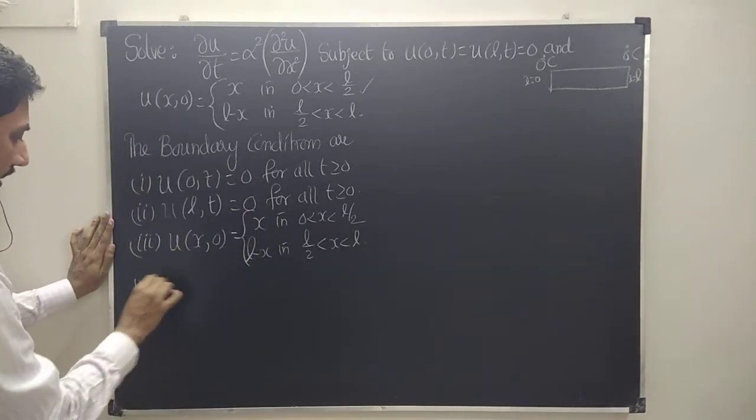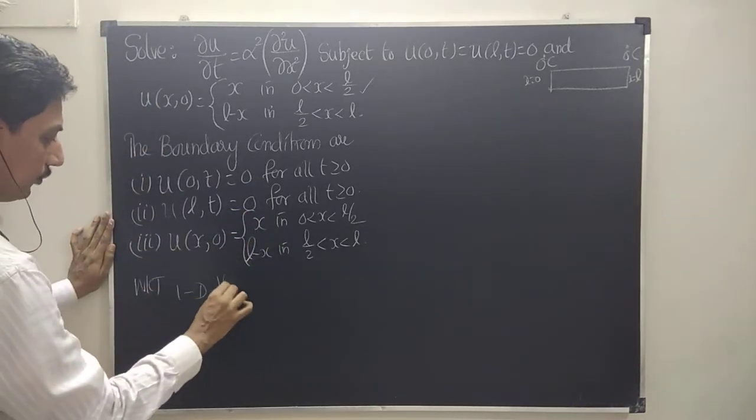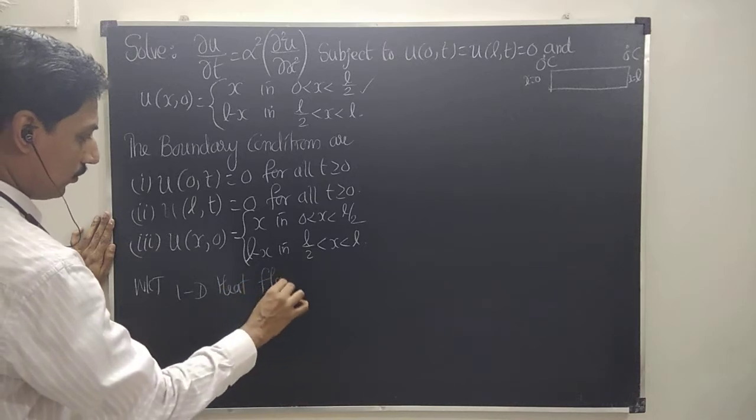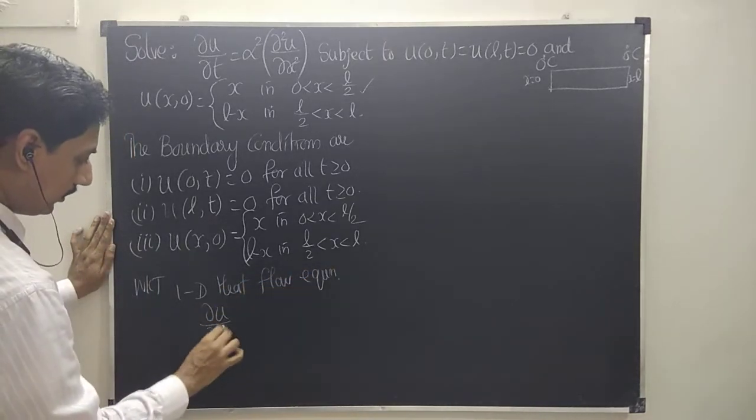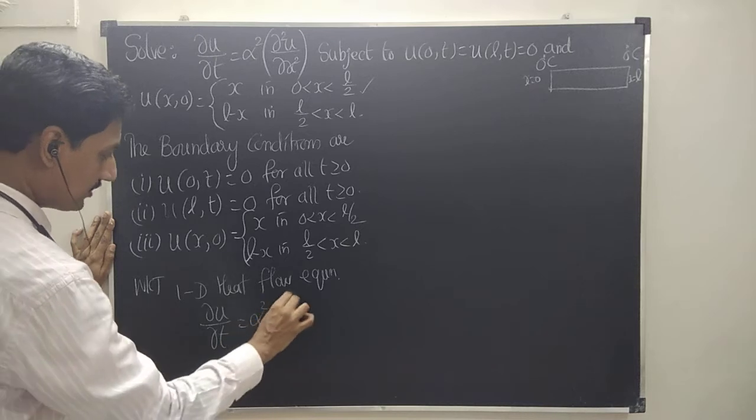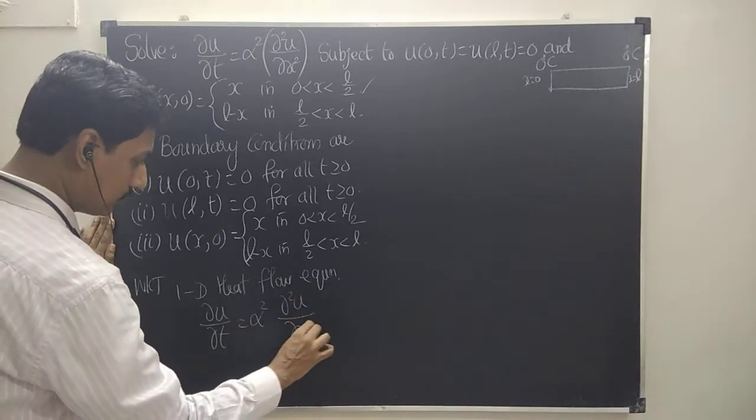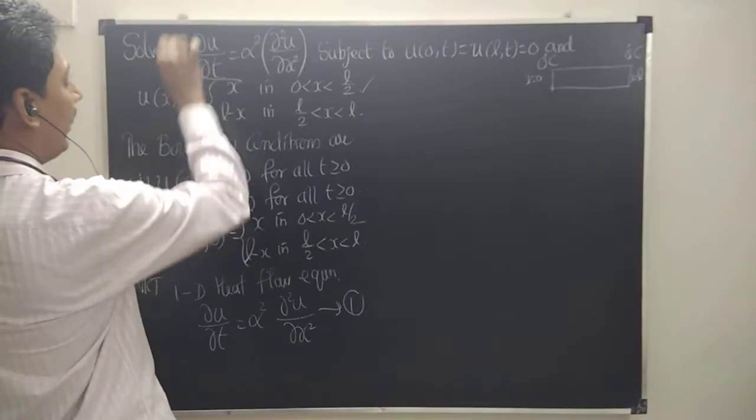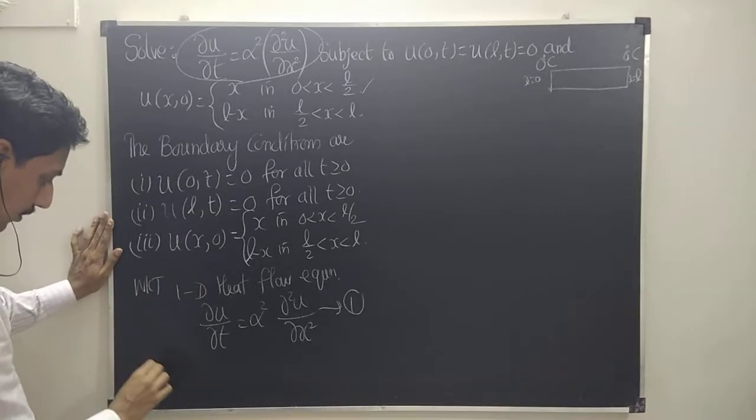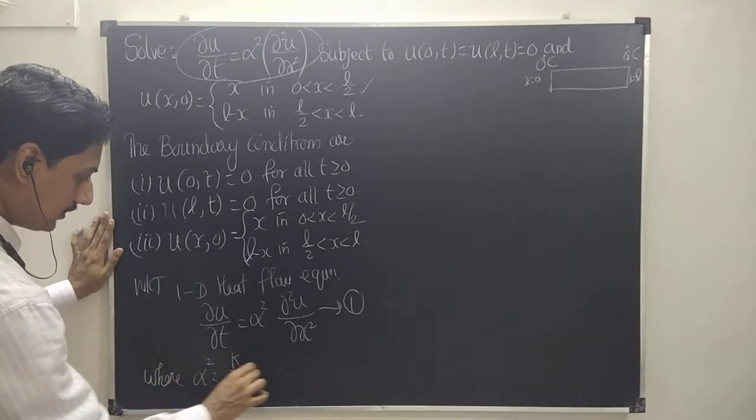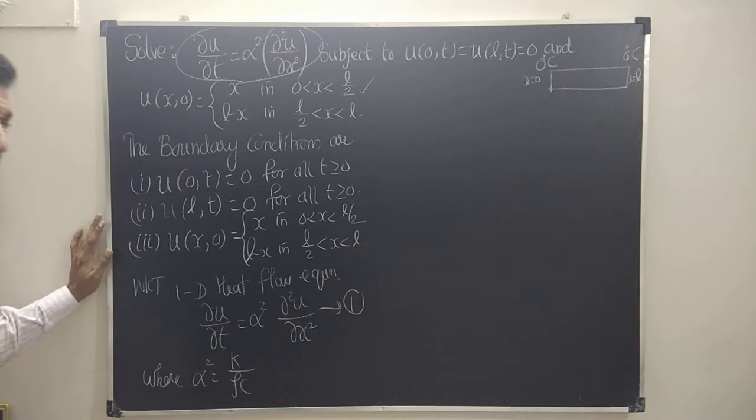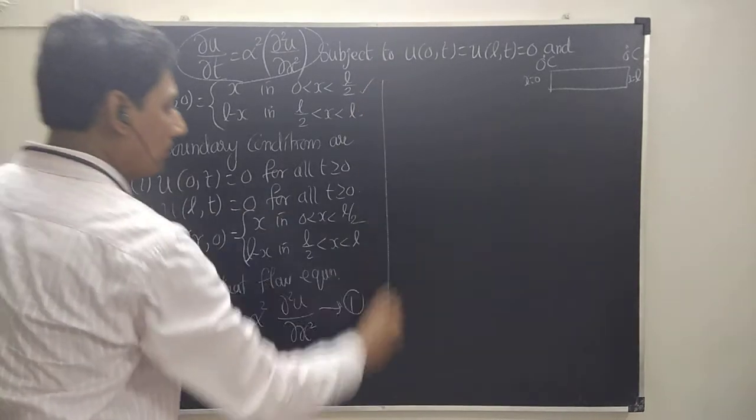As we know, the one-dimensional heat flow equation is ∂u/∂t = α² ∂²u/∂x². So this is the given question. I want to solve this equation, where alpha squared represents k by rho into c, which is called the diffusivity of substance.